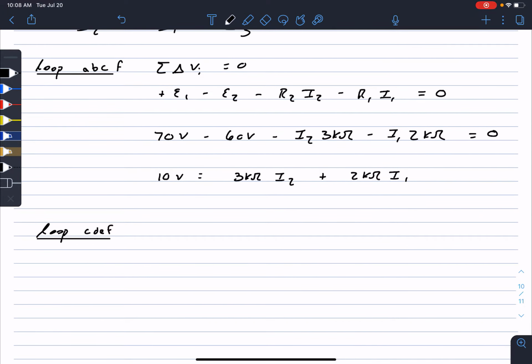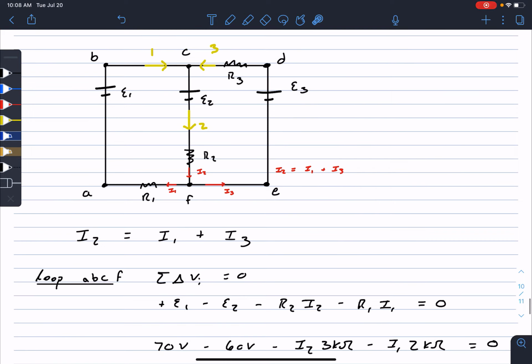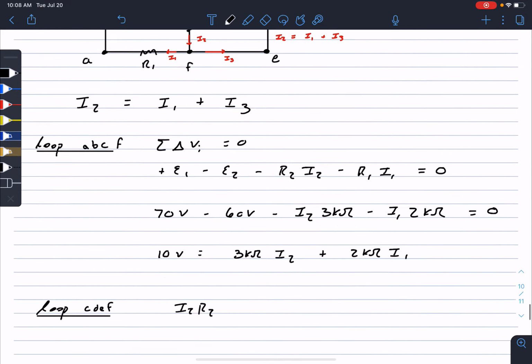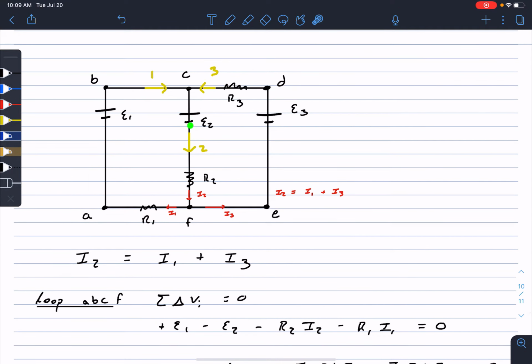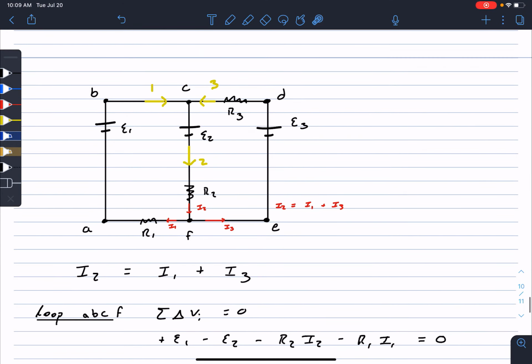Okay, so now let's go back to it anyway. We're going to go this direction. It doesn't really matter, as long as we're consistent, it should be fine. So we're going to go against I2 through R2. It's going to be positive, so that's positive I2 R2. Then we're going negative to positive through E2. That's positive EMF2. And then we go through here against the current through R3. That's positive as well.